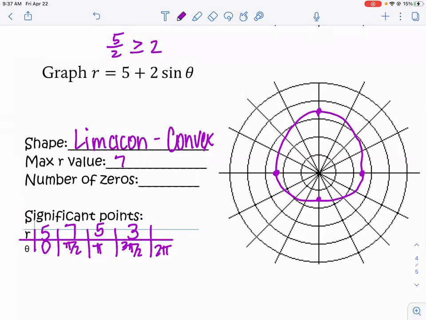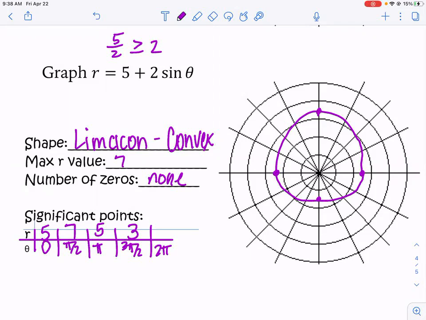So it just looks like a squished, roundish object. And did we go through the pole? No. Nor will we ever on any convex limaçon. So dimpled and convex, you're not going to go through the pole.